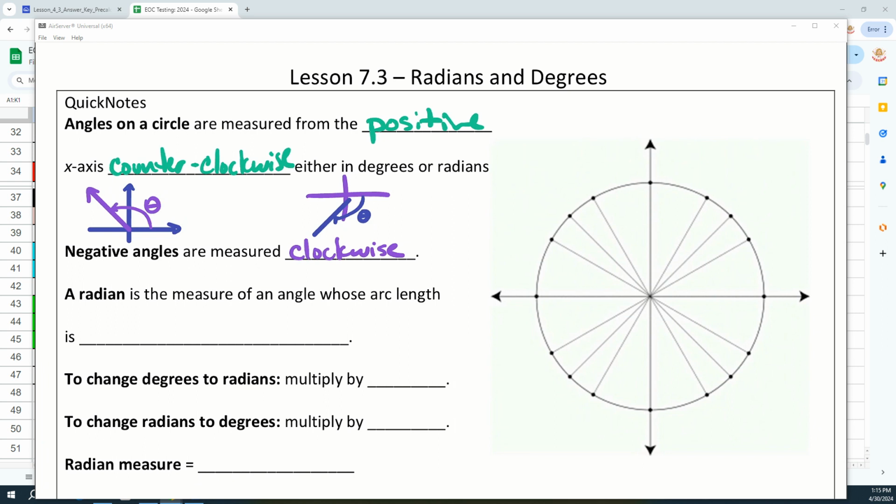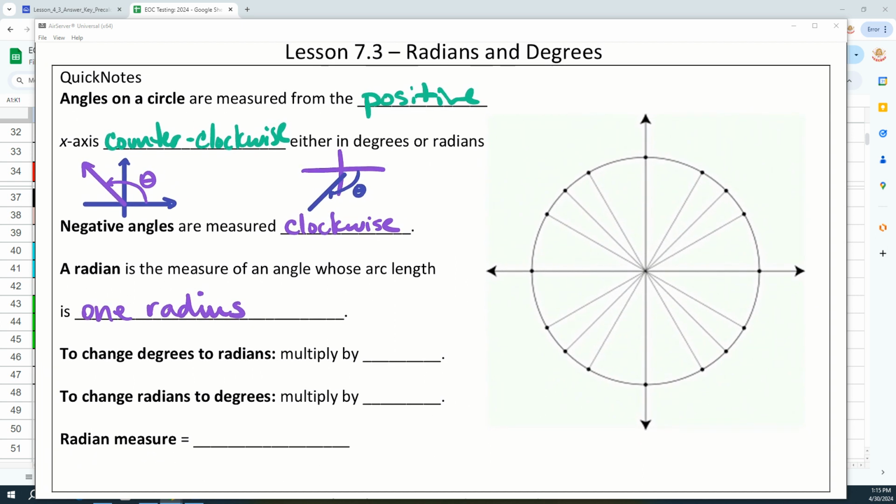Right. So a radian is the measure of an angle whose arc length is 1 radius. You know, I've always wanted to know how to do this. Oh, good. You learn about radians, but nobody ever really showed you what it means, I'm pretty sure. But maybe they did. So to change degrees to radians, which is the only thing you really had to do in Algebra 2 with trigonometry, I think, was change radians to degrees and degrees to radians.